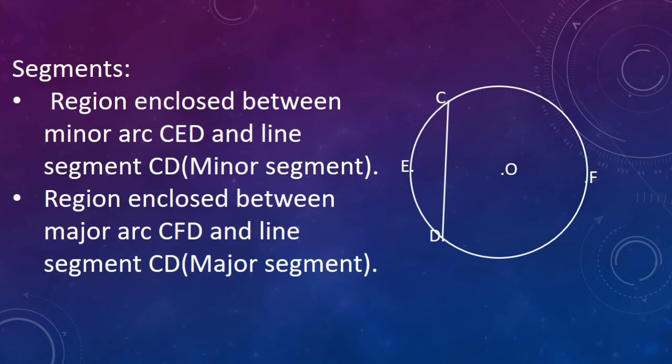The region enclosed between an arc and a chord is known as a segment. A chord divides the circle into two segments, one minor segment and one major segment. Here, the region enclosed between the minor arc CED and the line segment CD is the minor segment, and the region enclosed between the major arc CFD and the chord CD is the major segment.